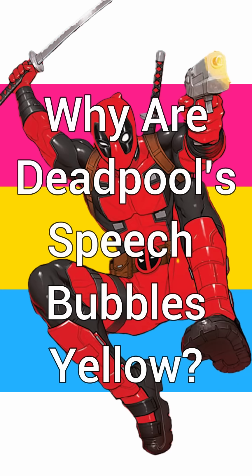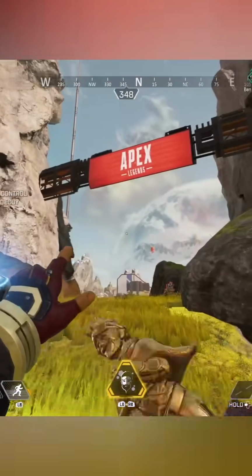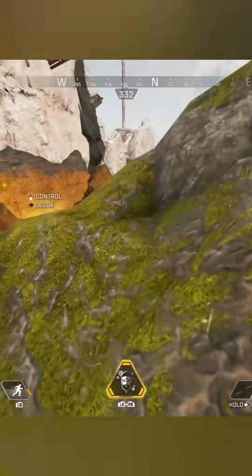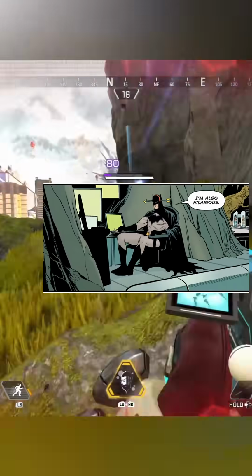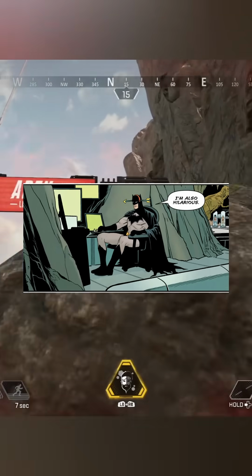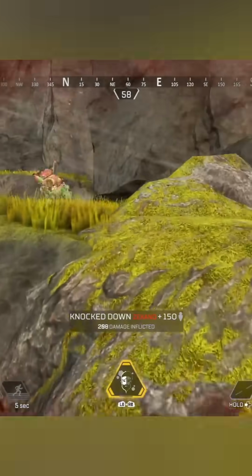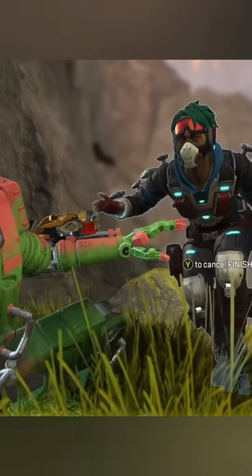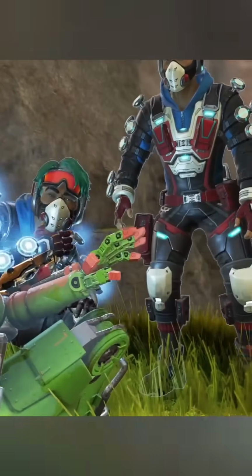Why are Deadpool's speech bubbles yellow? Let me explain. If you are not very familiar with comics or have never read them, you may not realize just how important speech bubbles and text boxes are to the medium. Although they are a vessel for the overall story to be told, something just as important is that they signal how you should read the comic.